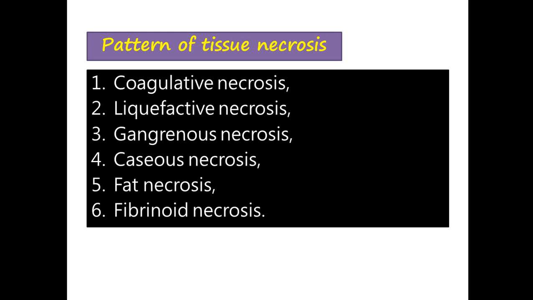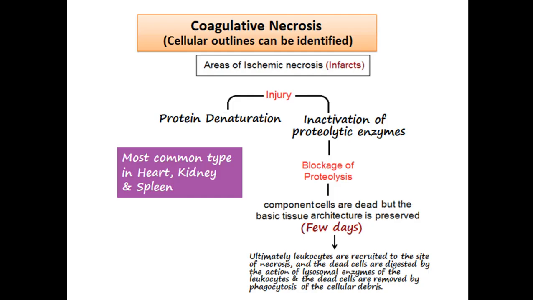There are six patterns of tissue necrosis: coagulative necrosis, liquefactive necrosis, gangrenous necrosis, caseous necrosis, fat necrosis, and fibrinoid necrosis. We discuss briefly all of these patterns. Coagulative necrosis is most common in solid organs, and it is usually the result of loss of blood supply.